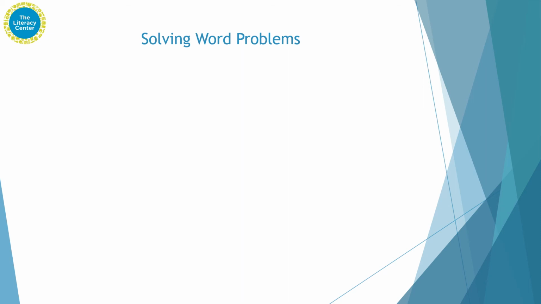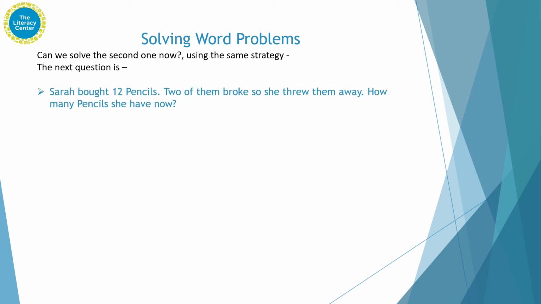After solving this first problem, can we solve the second one now using the same strategy? Let's try this together. Our next question is, Sarah brought 12 pencils. 2 of them broke, so she threw them away. How many pencils does she have now? Let's follow our attack plan again. According to our attack plan, our first step is to read the problem and find out what this problem is about. So I think this problem is all about the number of pencils.